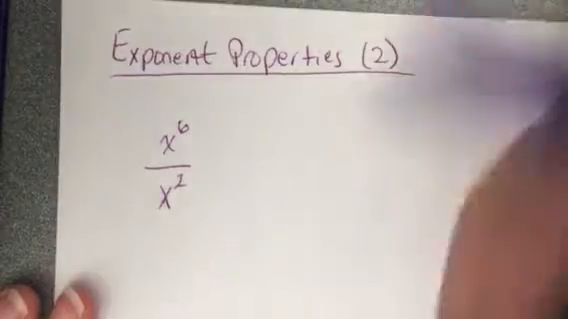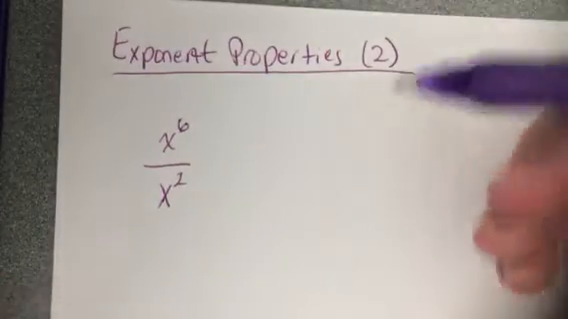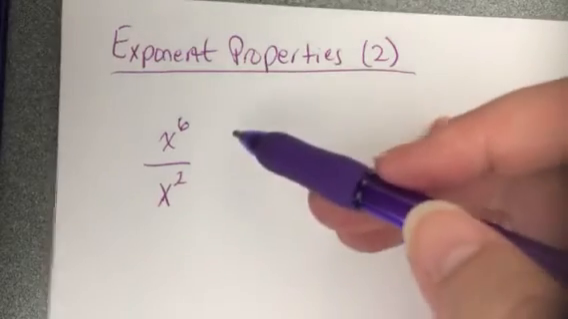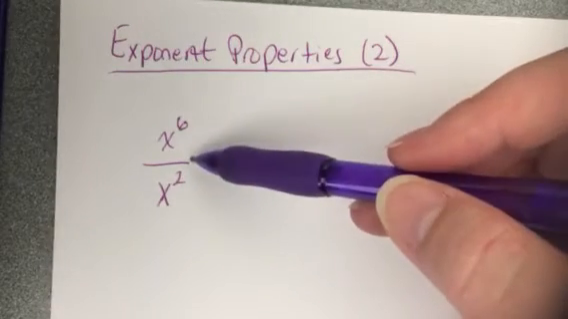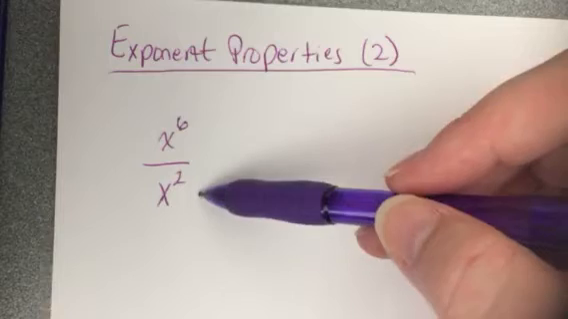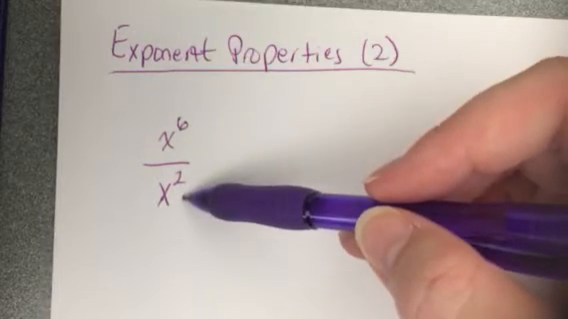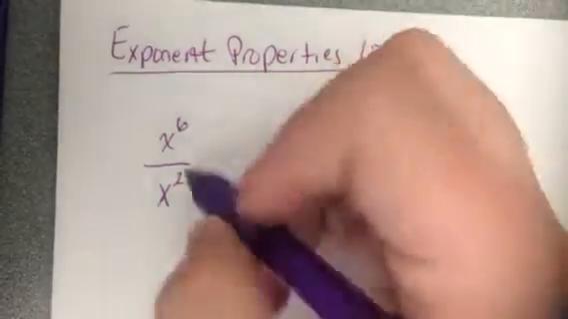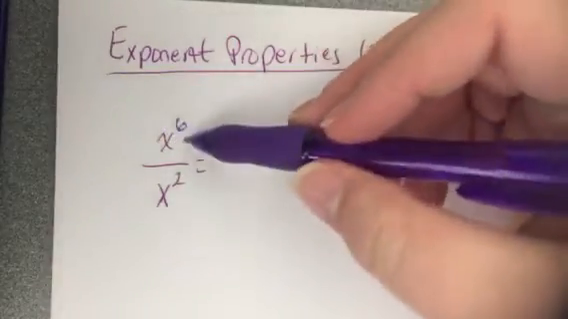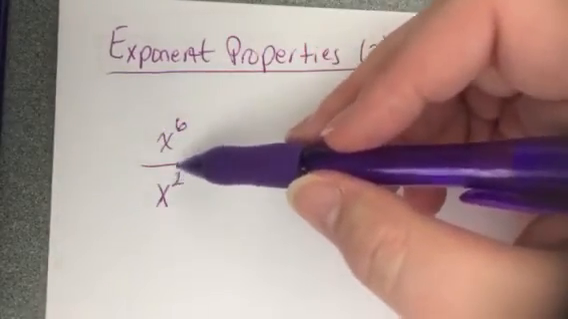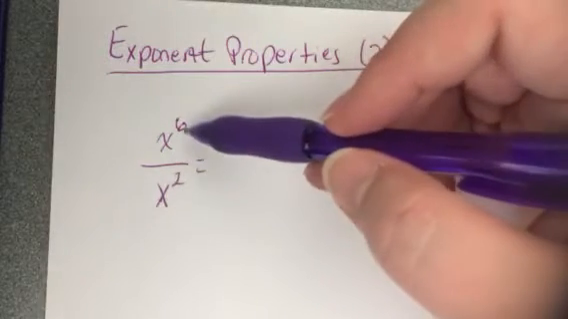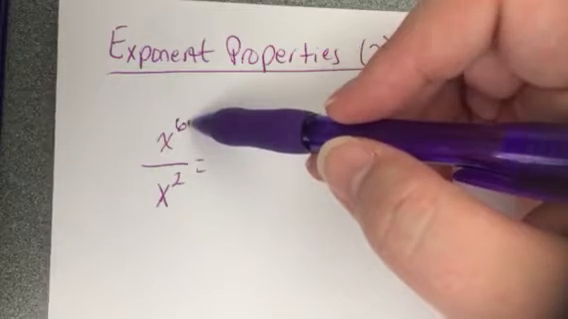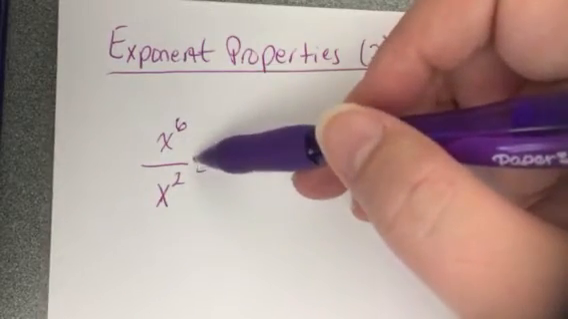If you remember with your product property, when you were multiplying and you have the same base, you add the exponents. Well, what undoes multiplication? Division. So since we have division, instead of adding our exponents, we're going to subtract them. So find the part of your fraction or your quotient here that has the largest exponent, and then subtract the smaller exponent from it.